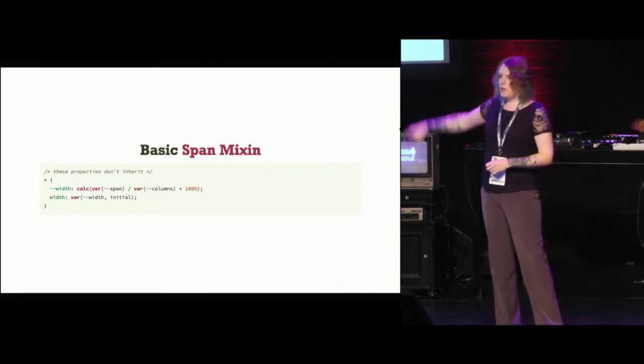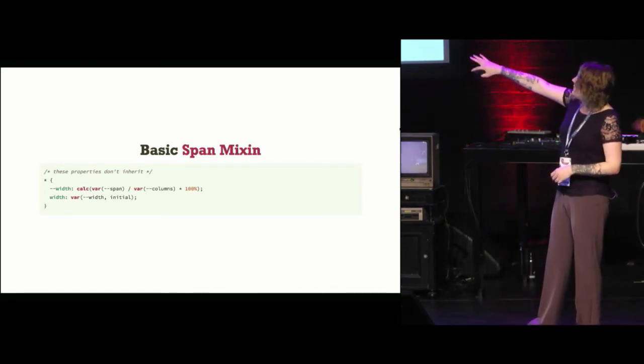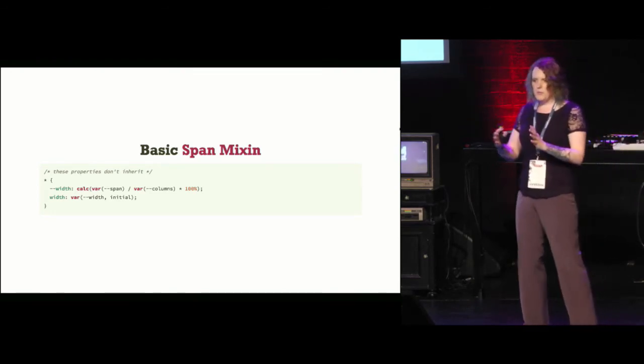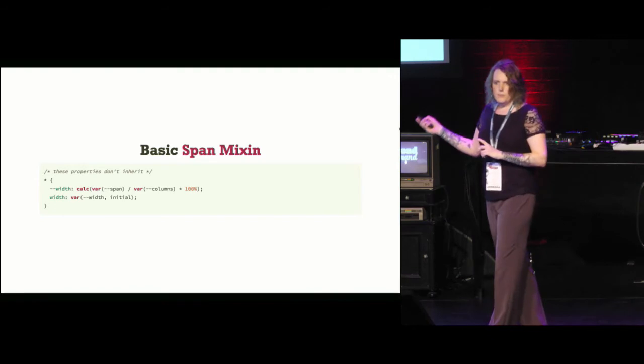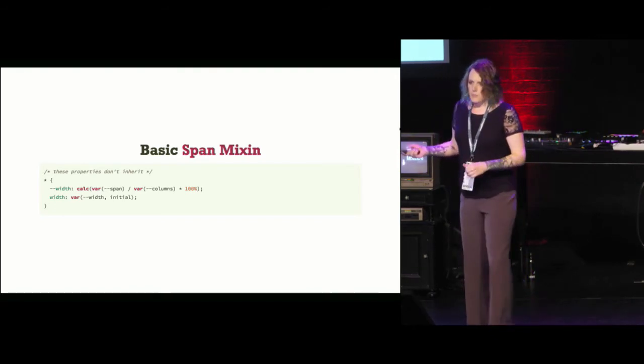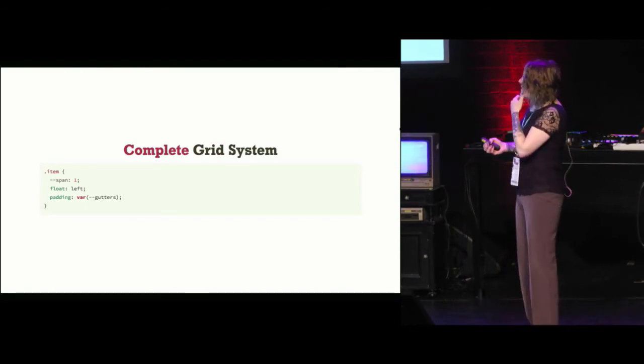And if we don't have it, fall back to the initial value. So when we do this, if we set a span and columns, we'll get the result of that math, and the element will lay out. And if we don't set span or columns, it will fall back to its initial value. So this is a full grid system, and you would just use it like this.